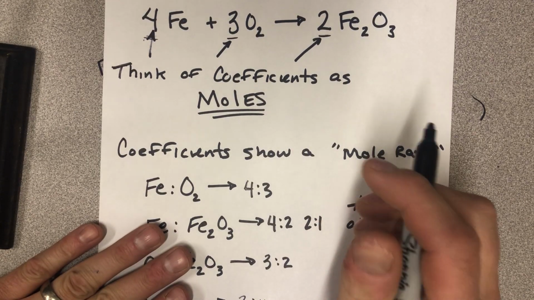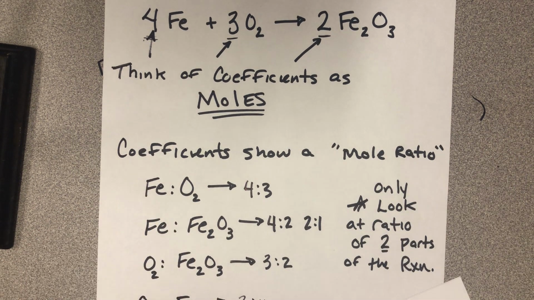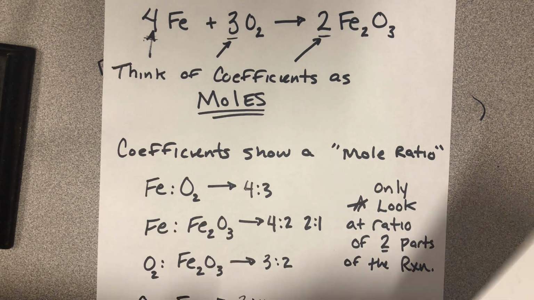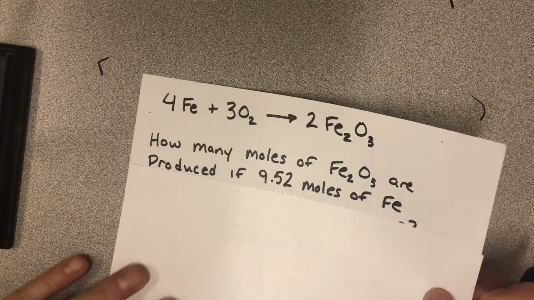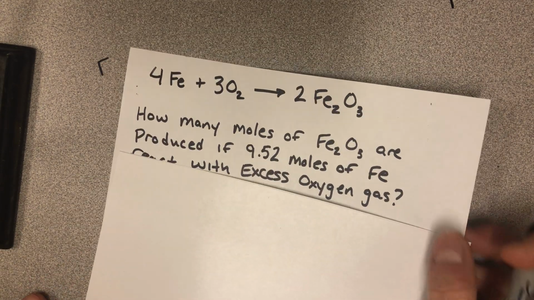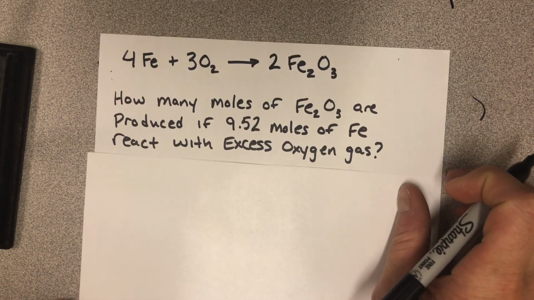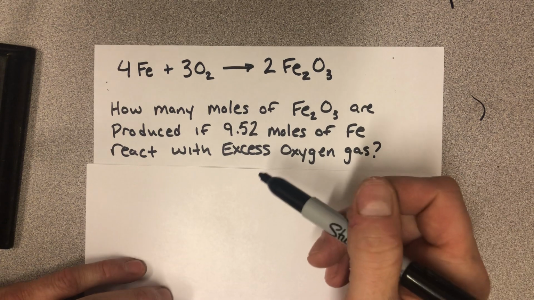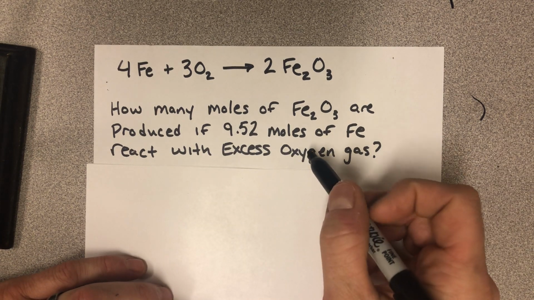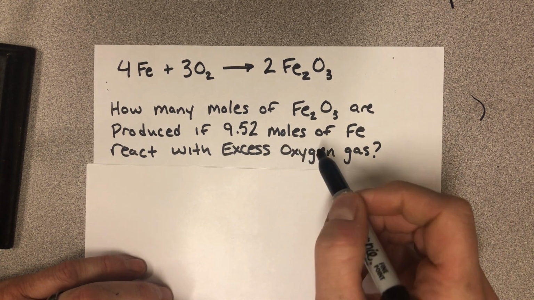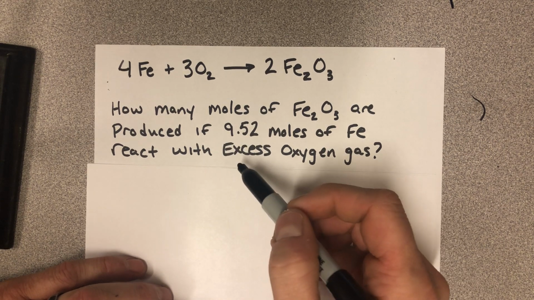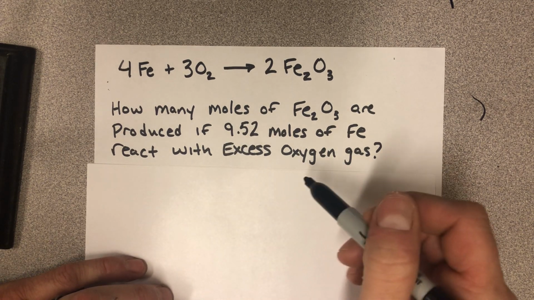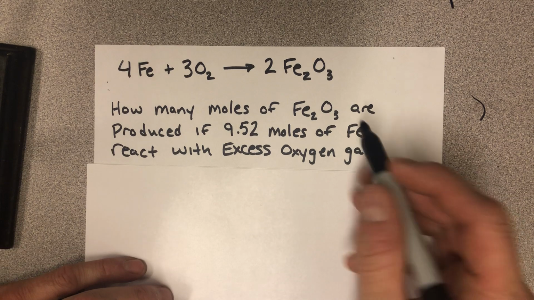And so let's do some practice problems. We'll work with this same equation. So here it is, and here's the typical kind of easy question that you would see on your homework and on your quizzes and tests and stuff. How many moles of iron 3 oxide are produced if 9.52 moles of iron react with excess oxygen gas?